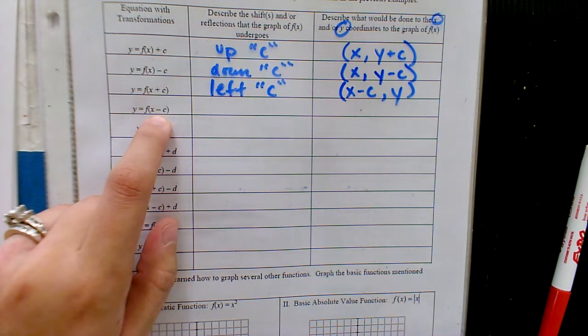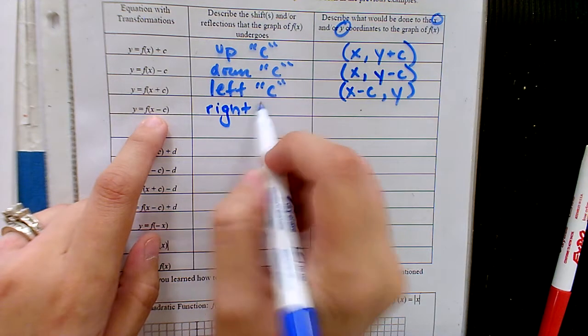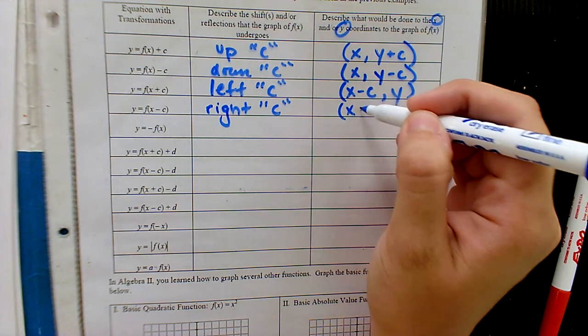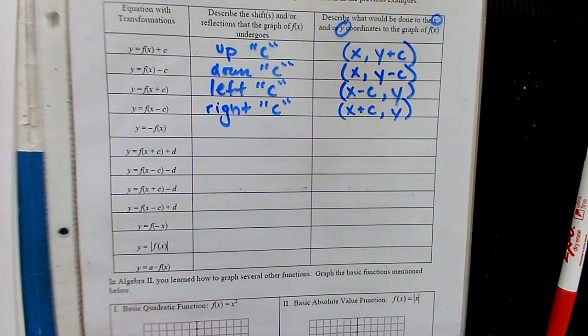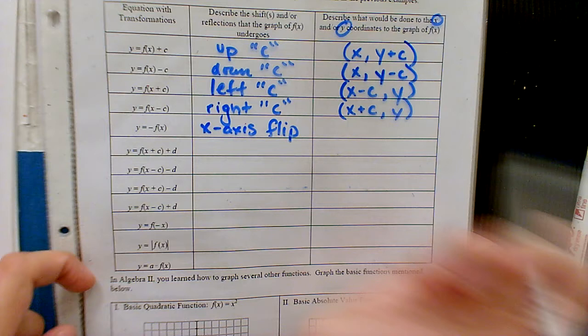Kind of process of elimination or educated guesses here. If we subtract on the inside, that's going to move it right. And if we move a graph to the right, we are increasing the x value. So we would add that many units to the x number. Good so far. What if we have a negative on the outside of a function? This is where we get different kinds of changes. Over the x-axis. X-axis reflection or flip, whatever word you want to use.